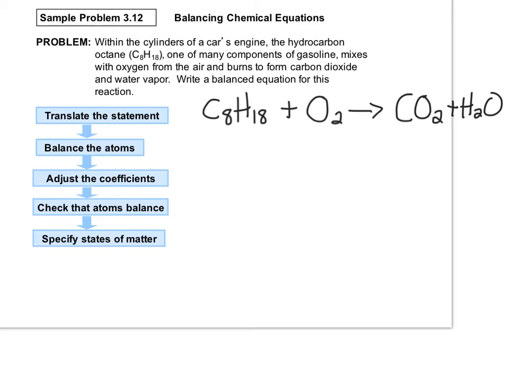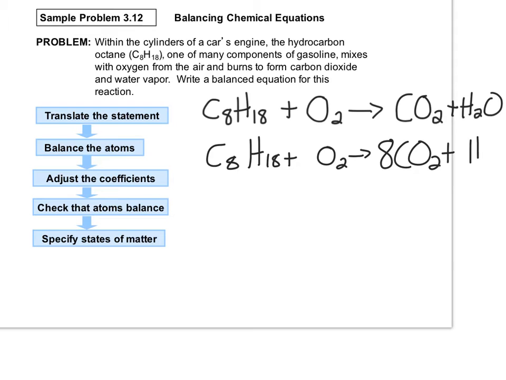Now I have to balance the atoms. I'm going to start with carbons and hydrogen, and I'm going to tell you why. Anytime you have an element or an atom by itself, save that one for last because it makes things easier, I can promise you. I have 8 carbons on the left side of my yield arrow and only 1 carbon on the right side. So if I rewrite it down here, C8H18 plus O2 yields 8 CO2s plus, and I'll leave enough room so I can write a stoichiometric coefficient there.